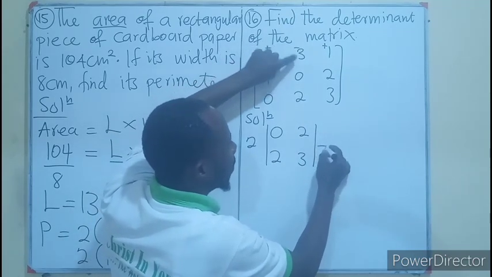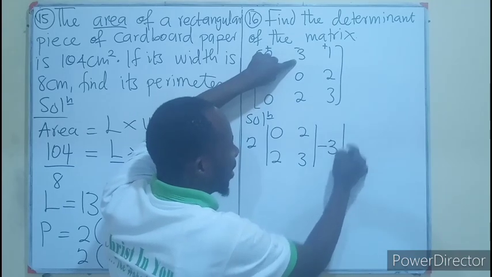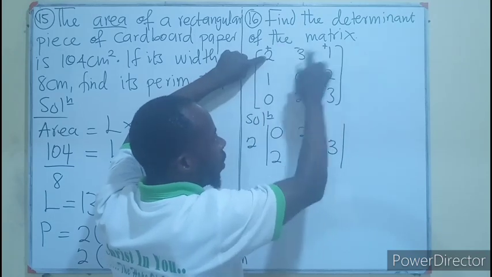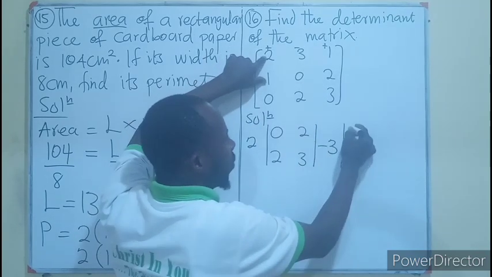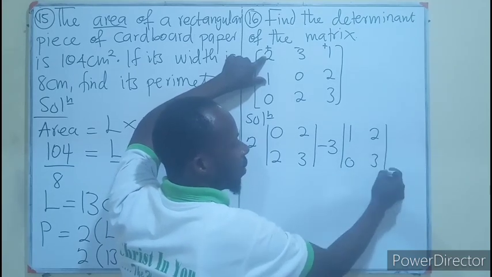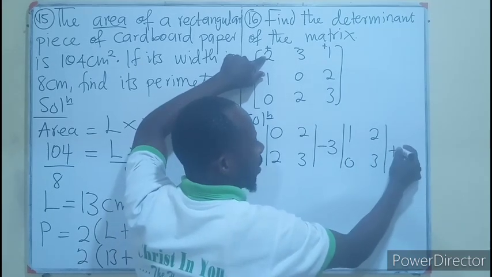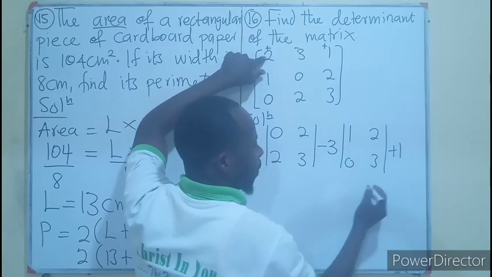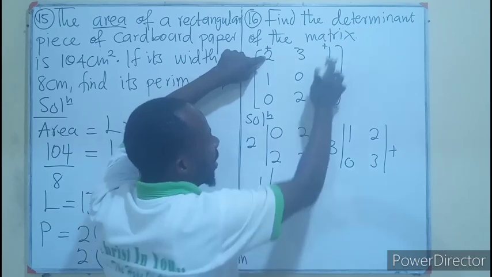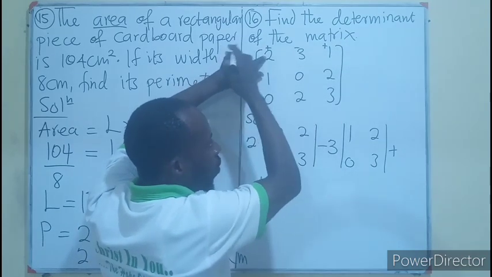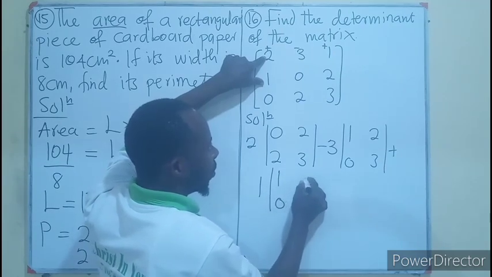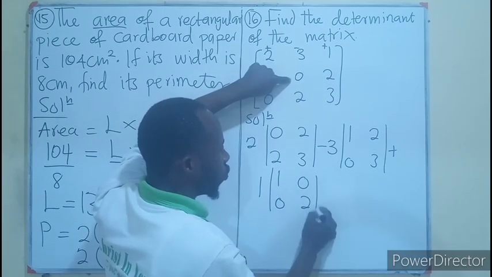Then minus, the entry is 3 as my scalar. The whole of this will be cancelled because it's a row. Then the column will go down, leaving 1, 0, 2, and 3. Then plus the scalar, which is still 1. Everything on the row will cancel. I'll be left with the 1, 0, 0, 2.